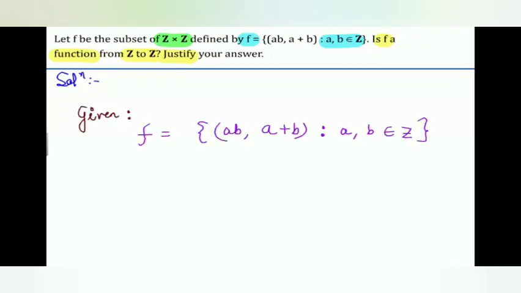Let f be the subset of Z cross Z defined by f is equal to {(ab, a plus b)}, a, b both belong to Z. Is f a function from Z to Z? Justify your answer. Given f is equal to {(ab, a plus b)}, a, b belong to Z.